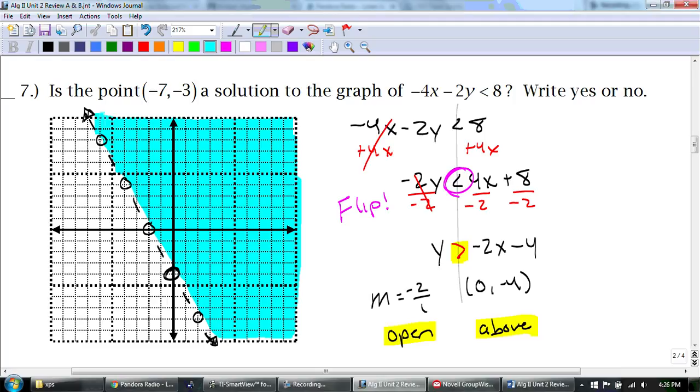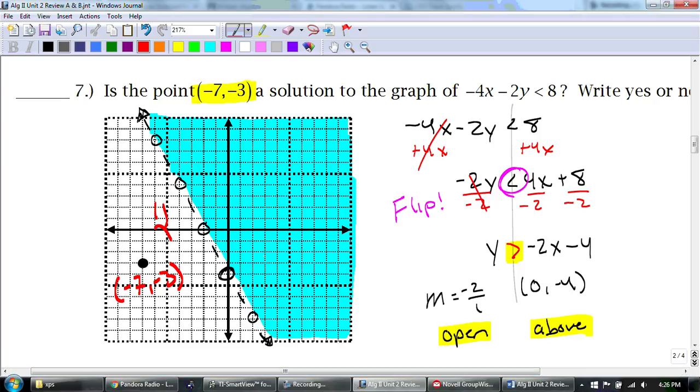Can't forget that little piece right there. Okay, so is the point (-7, -3) a solution to this? Well, there's (-7, -3) right there. Is that a solution? No, it is not.